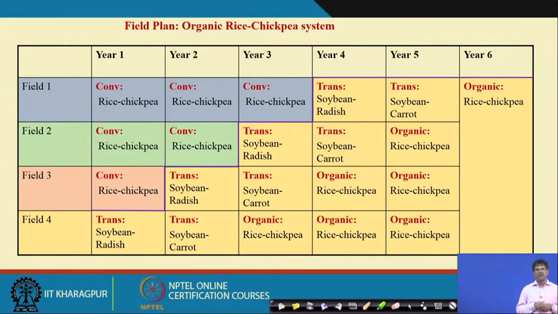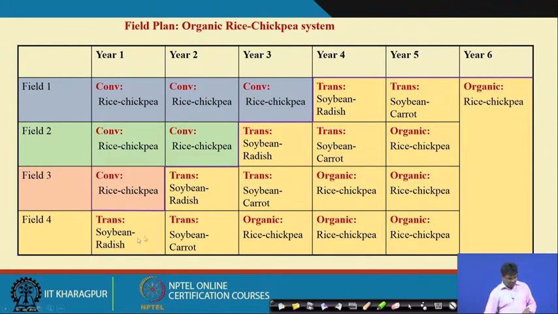Through organic farming we can attain the yield of chemical farming for those types of crops, soybean and radish. In the second year we grow the same soybean crop and then carrot. Soybean is a leguminous crop, so it can fix atmospheric nitrogen and build up soil fertility. Next we change to the carrot crop, which is also a low nutrient demanding crop.